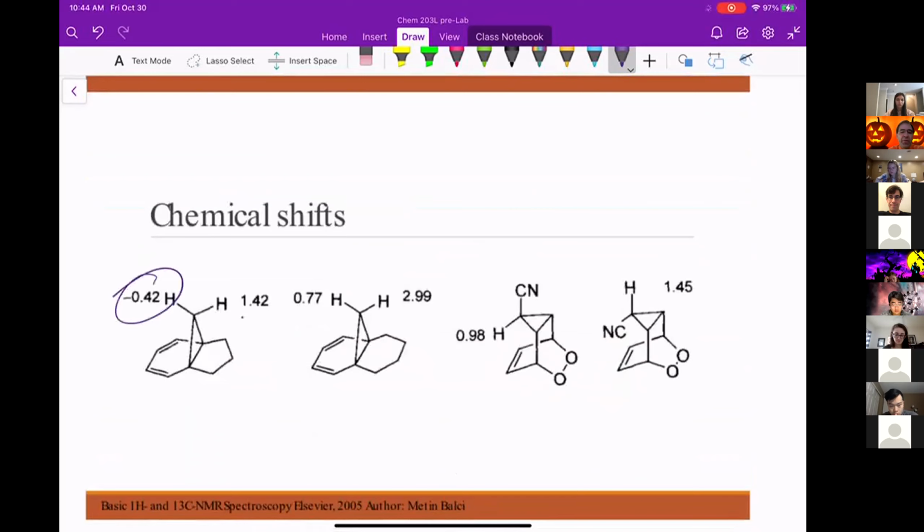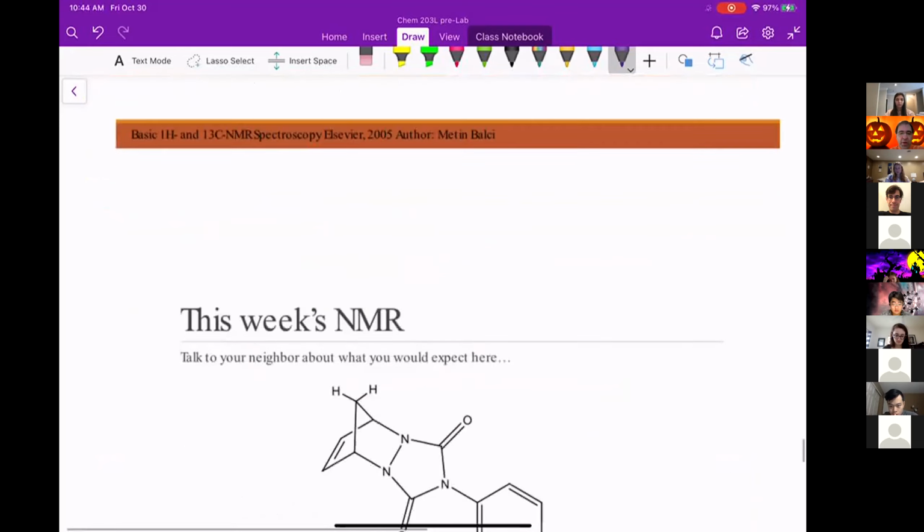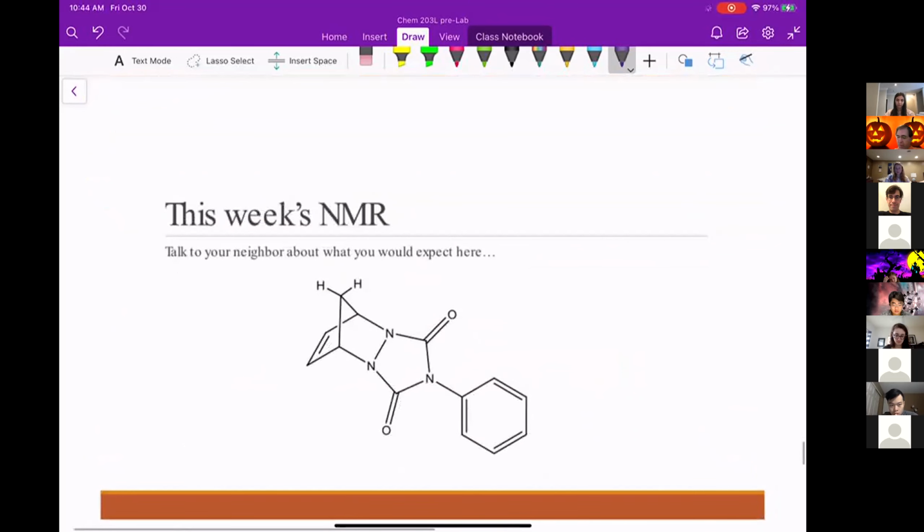Here are just a few examples. This one is negative 0.42 versus 1.42, or 0.77 versus 2.99, or 0.98 versus 1.45, on the bottom versus the top. So you can see they're definitely showing up different. These pi systems really do affect our bonding here. Okay, we are almost there. Let's look at this week's NMR.